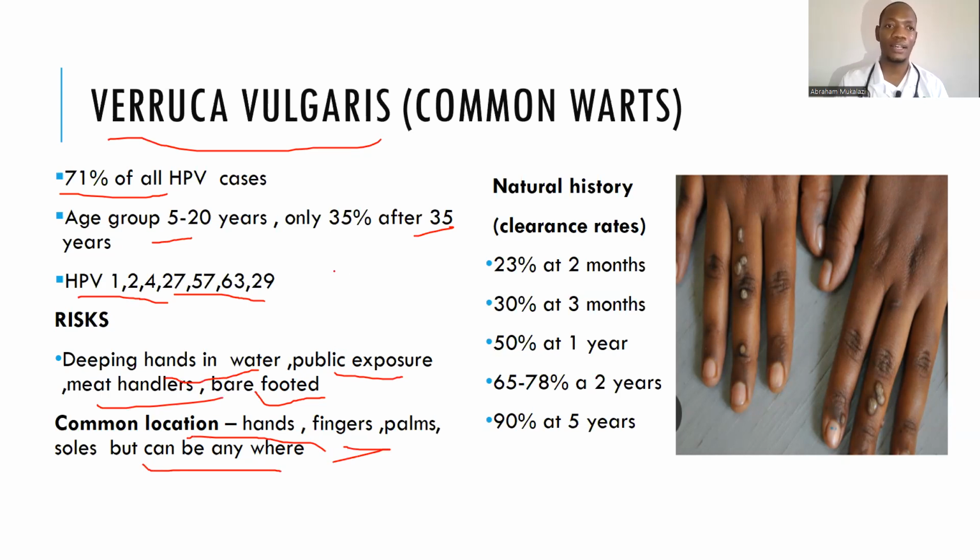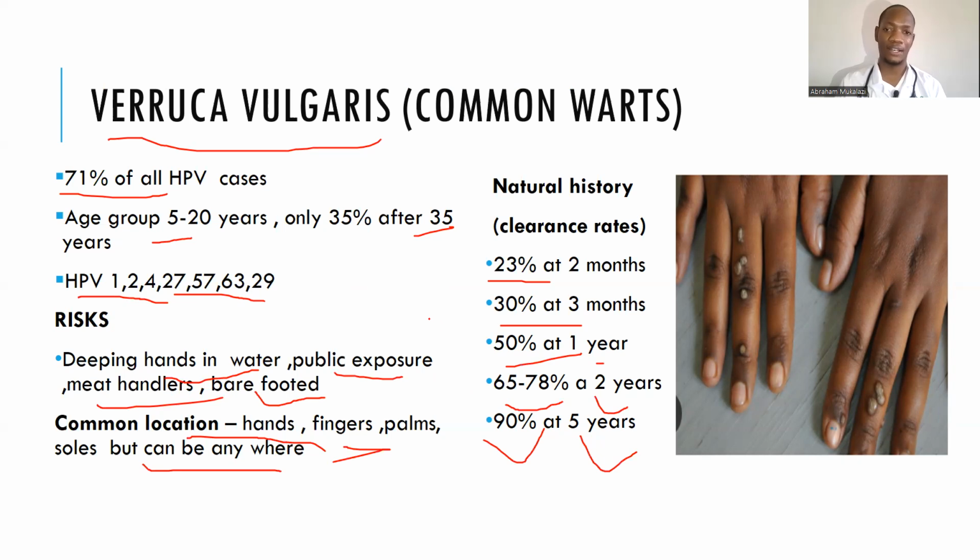So in case a child has Verruca vulgaris, how would be the natural history of these warts? First of all, for some people, as their immune system develops, the immune system is able to wake up and fight the virus, and the clearance rate depends on the age. So 25% of these warts usually resolve in 2 months, 35% by 3 months, 50% at 1 year, up to 78% by 2 years, and up to 90% by 5 years.